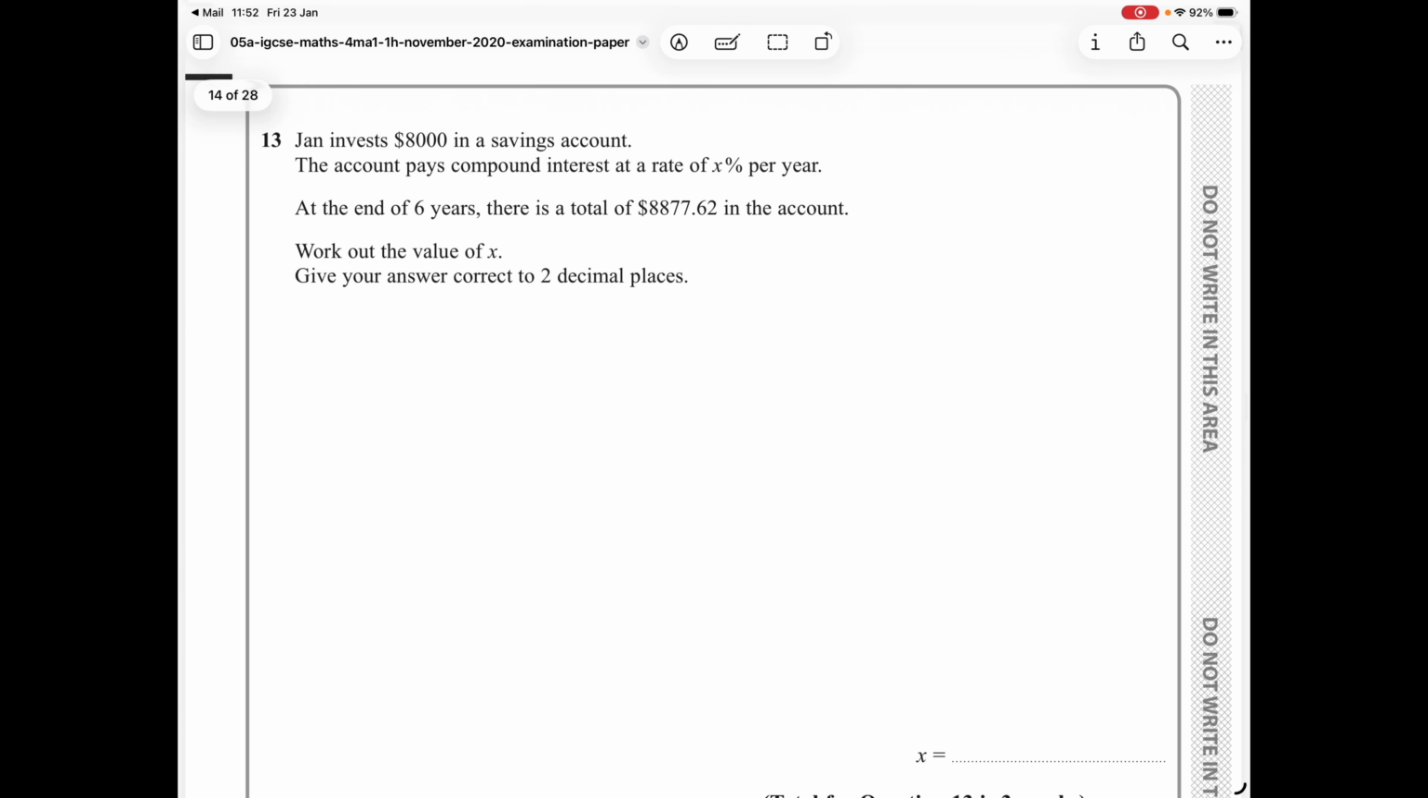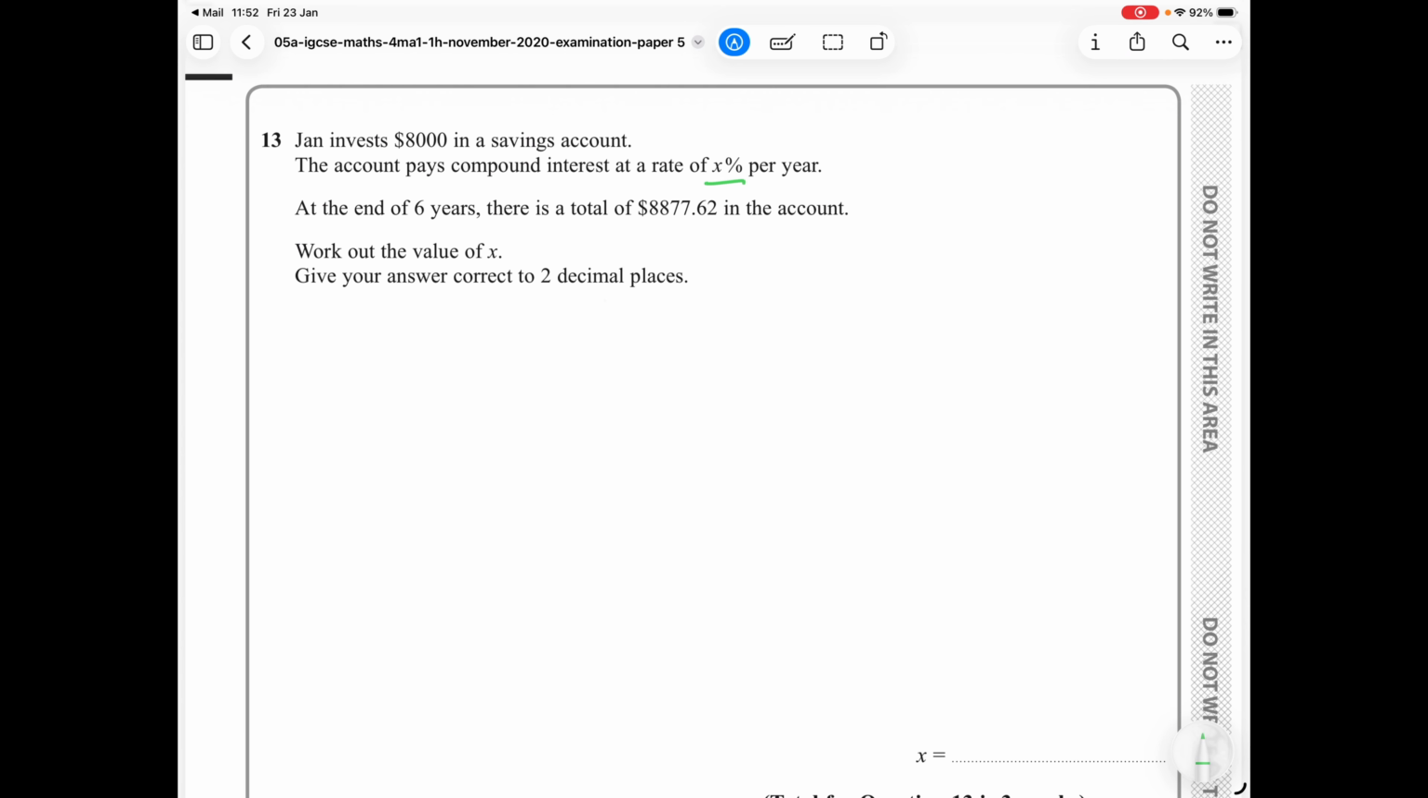Right, Jan invests 8,000 into a savings account, and the account pays compound interest of X% per year. At the end of 6 years, there's a total of $8,877.62 in the account. Work out the value of X and give your answer correct to 2 decimal places.